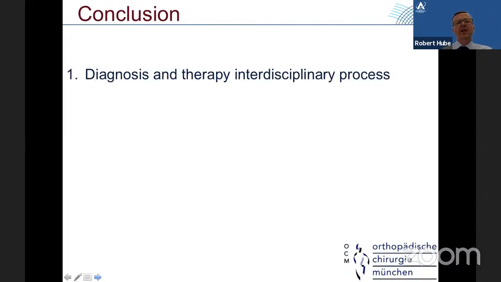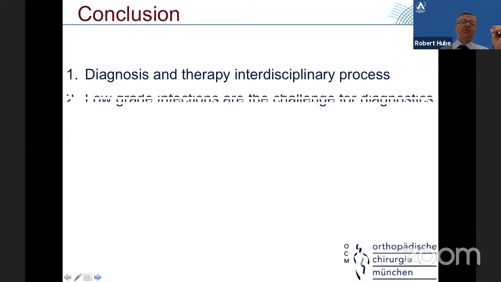In conclusion, diagnosis and therapy are an interdisciplinary process. It's the surgeon, we do the debridement. Well, we don't decide what antibiotics we mix to the cement and what antibiotics we give systemically to the patient. That is a guy from infectious disease or from the microbiologist. Low-grade infections are the challenge for diagnostics, not for treatment.